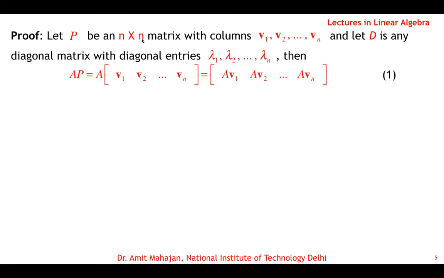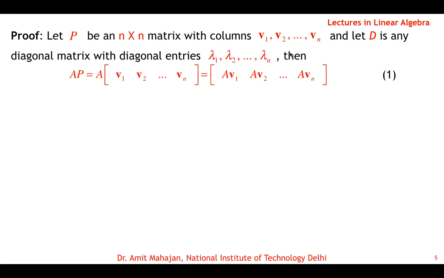So let P be an n cross n matrix with the columns as v1, v2, vn. And let D be any diagonal matrix with diagonal entries lambda 1, lambda 2, lambda n. We are going to prove that these vectors are eigenvectors and these values are eigenvalues, and they satisfy the equation that A is equal to P D P inverse, or A is P D P inverse.